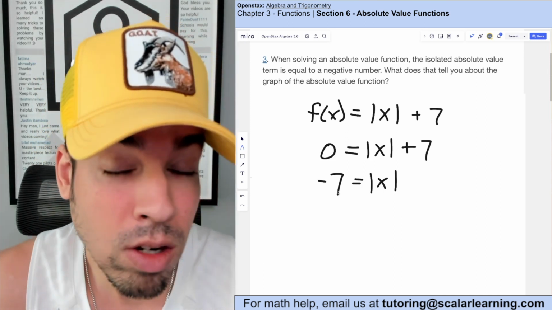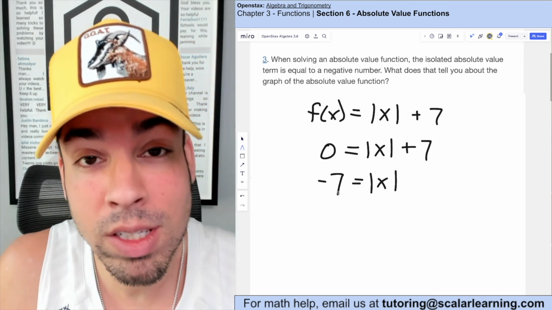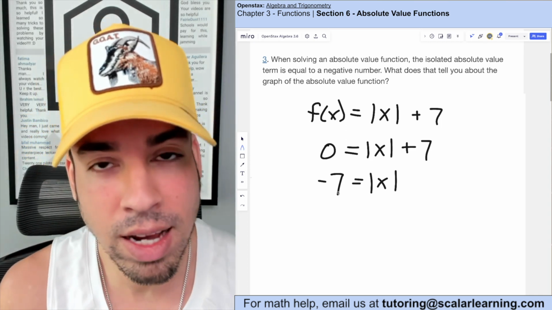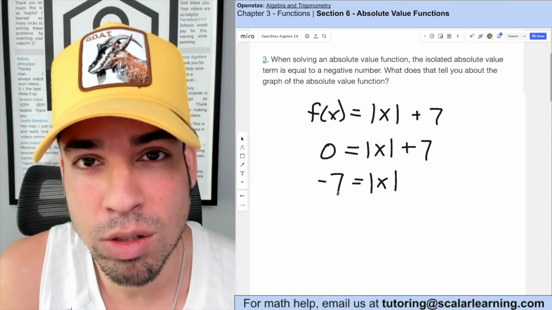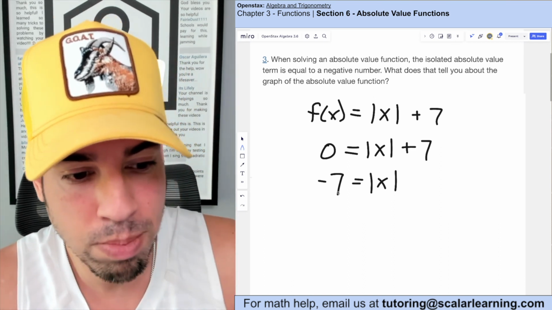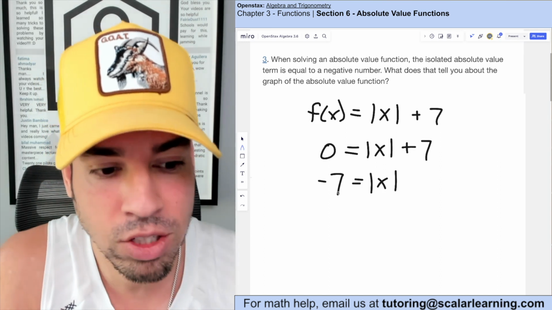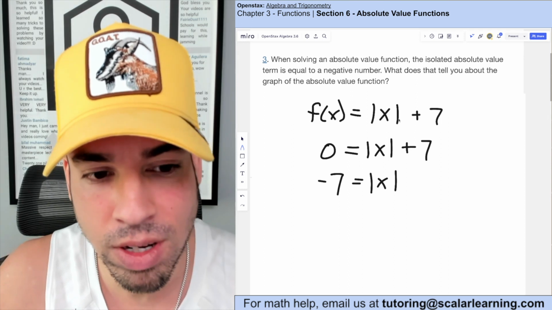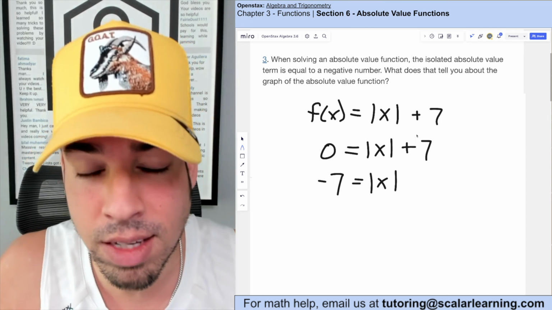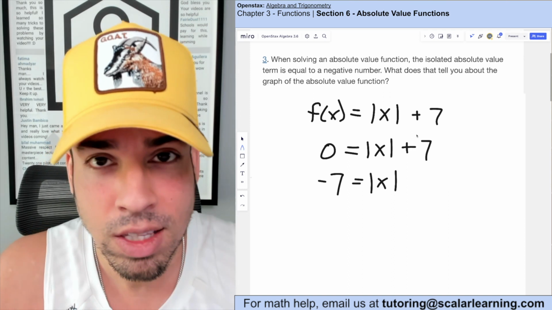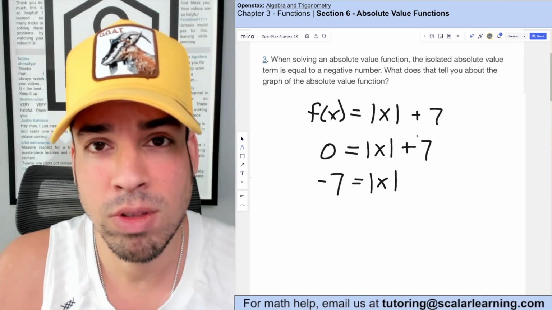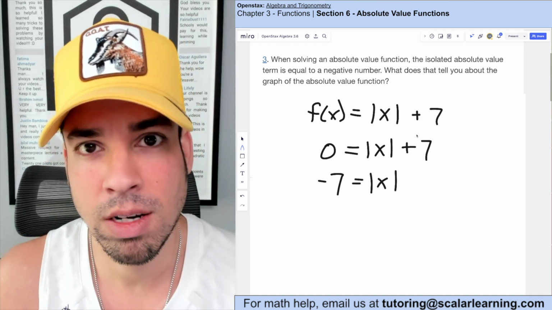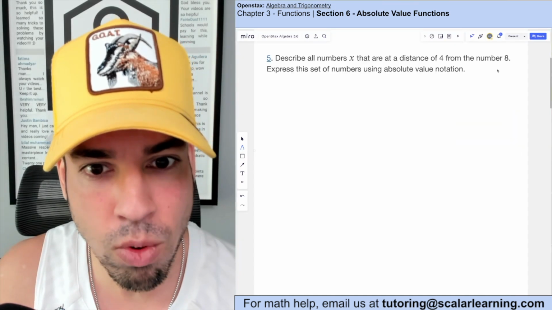Now, we know that an absolute value is always going to be positive. It's the positive purifier. So in this case, saying absolute value of x equals a negative number, that's not going to happen. There's not going to be a solution that is possible for the value of x here. So what this tells you about the graph of f of x equals absolute value of x plus 7 is that it has no x-intercepts. There's no points at which this function will ever equal 0. So that means it's either above or below the x-axis, never intersects it. Boom, done.